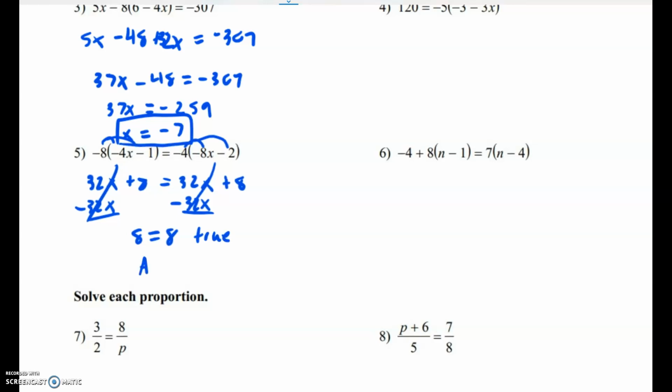Or another way that we say that, we might have said this in class, is all real numbers. It doesn't matter what the variable is, it's always going to make a true statement because the variables don't really matter. Like you can plug any number in, and it's always going to give you a true statement at the end because the x's eliminate. Now if I was to do that and I got something like this at the end, so what if I had 8 equals 0? Is that true? No, it's not. So that one would have been no solution.